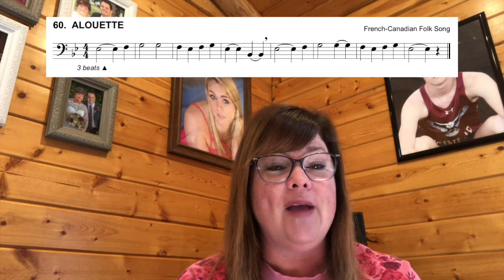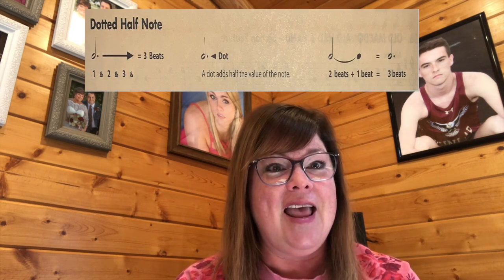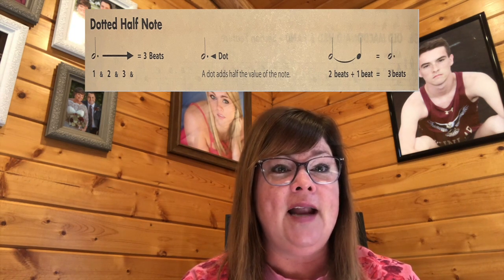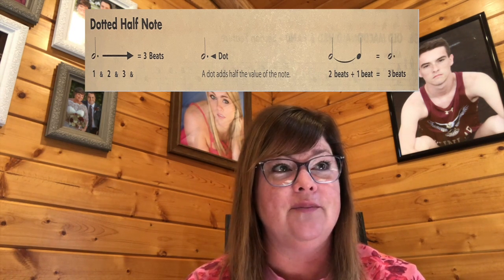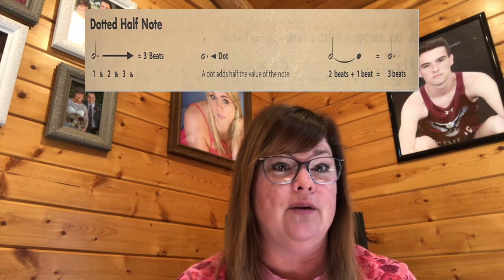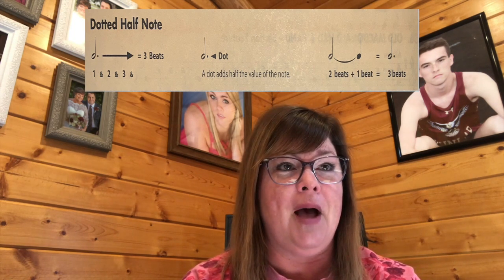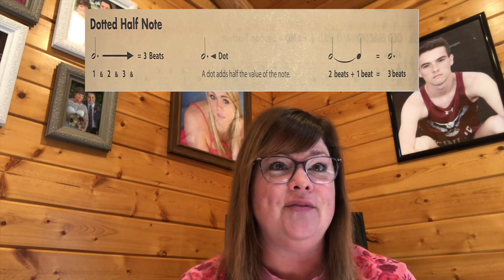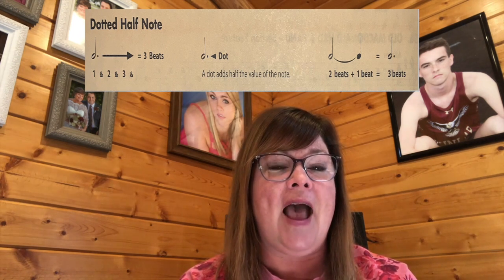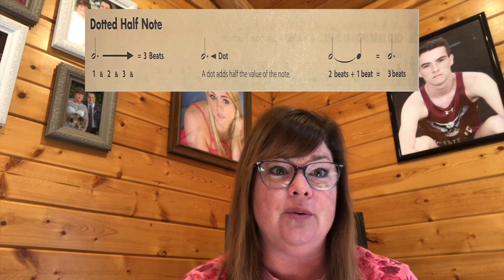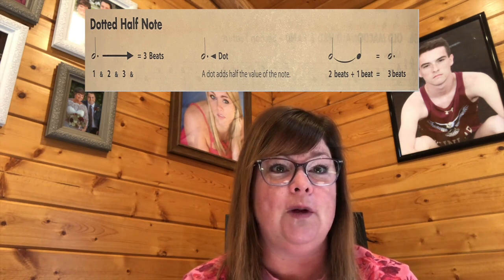Now we haven't got to what a 3 count note is yet, if we were just to see one on its own, but guess what? There it is in the orange box, yellowish box below. A dotted half note gets 3 counts. Well, we know a half note gets 2 counts. And when you put a dot on a note, it tells you right there in the box, that adds half the value of the note. Well, what is half of a half note? Half of 2 is 1. So 2 plus 1 is 3.